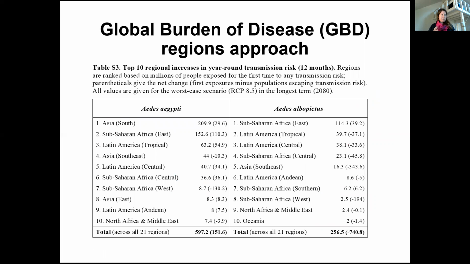And so we wanted to think about that more in an actual place-based context. And so we use the Global Burden of Disease regions approach. These are regions where health conditions are described. And it basically gives us a framing for thinking about, okay, where are the places that we will see the most increases in, in this example, year-round transmission risk under the worst case scenario? And so we can see these different regions pop to the top of our priority list or our risk list.